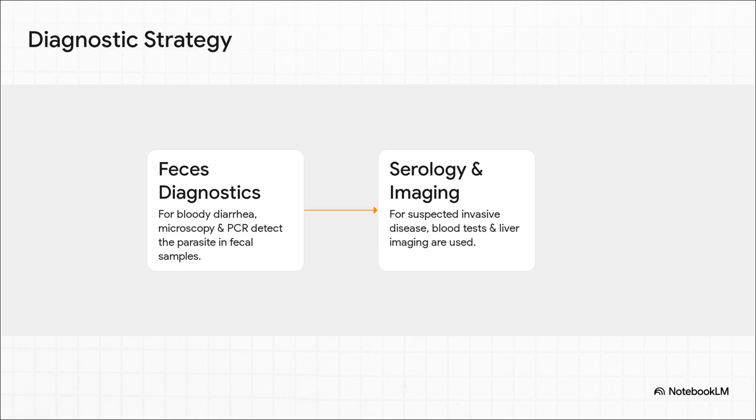But for extra-intestinal disease, like with our patient, the parasite might not even be in the stool anymore, so you have to shift gears. The focus becomes serology, looking for the body's antibody response paired with imaging, like an ultrasound or CT of the liver. In our patient's case, his stool was negative, but his serology came back positive, and a CT scan lit up a big solitary abscess right in his liver.